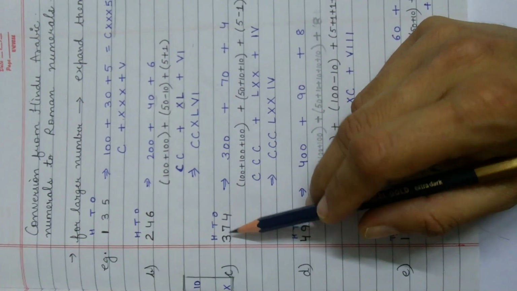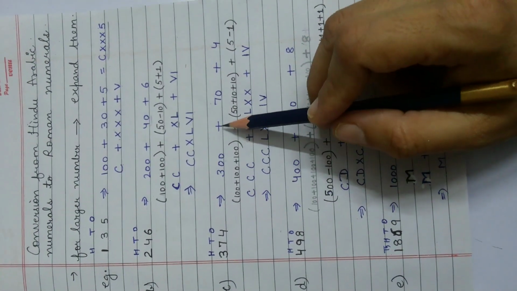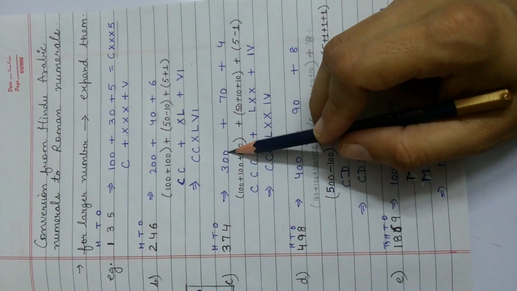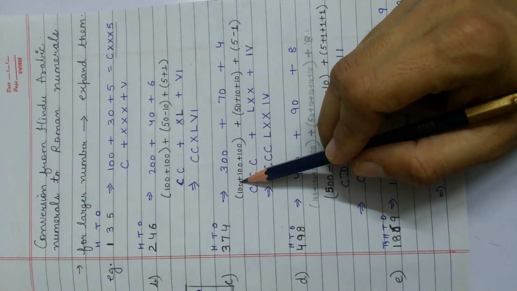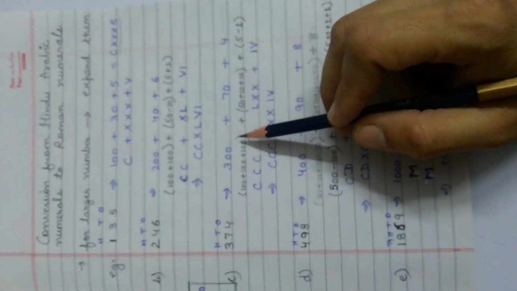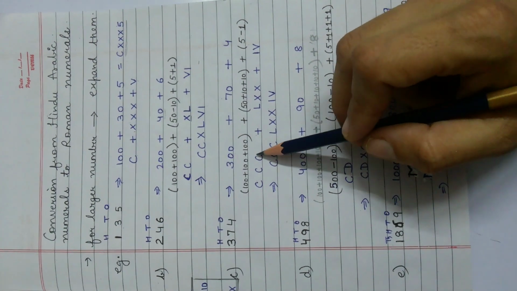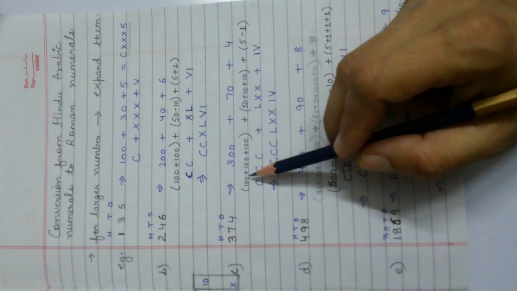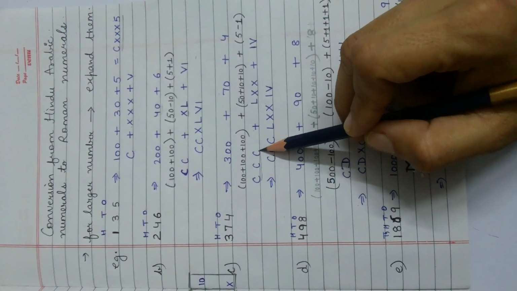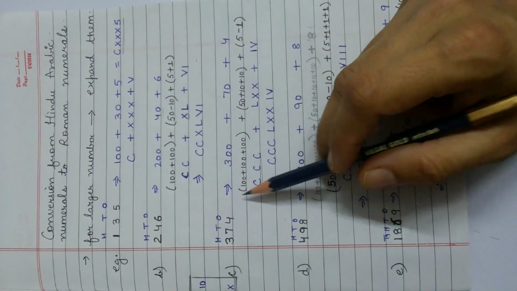Let's understand with one more example. The example is 374. I have again expanded this number as 300 plus 70 plus 4. I don't have a symbol for 300, but I have a symbol for 100 or 500. If I use the symbol for 500, that becomes 500 minus 200, which is not possible. So I'll use 100, 100, 100. Why? Because I can repeat a symbol 3 times. So C, C, C. This portion is solved.